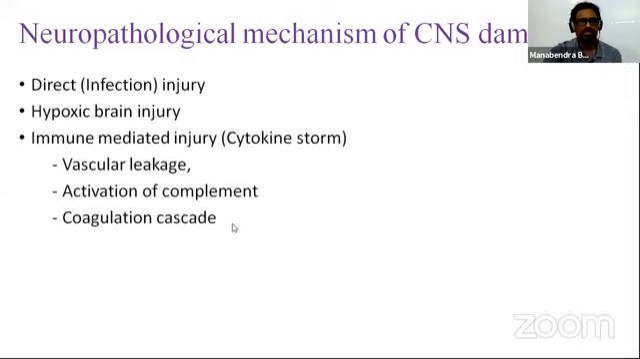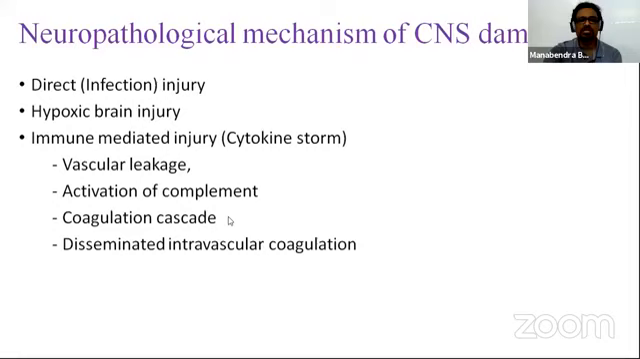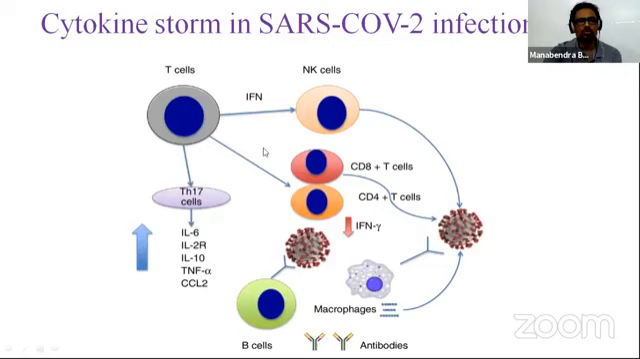So there is widespread coagulation, thromboembolic manifestations, and then disseminated intravascular coagulation, with devastating effects, and also end organ damage, and finally multiple organ damage. All of these can secondarily affect the nervous system. So these are the important things. And this is the picture of a cytokine storm. As you know, both the innate immunity at first, and then both the cell-mediated and humoral immunity come into play.